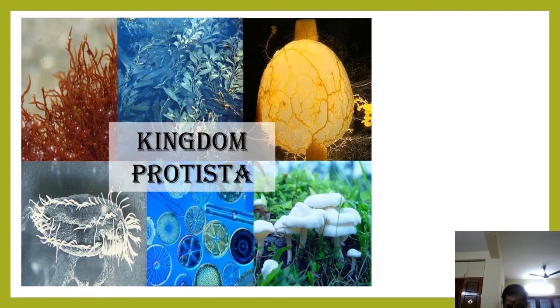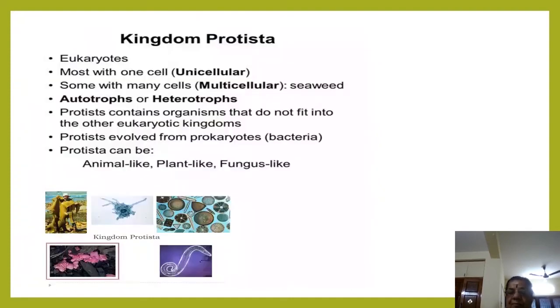Kingdom Protista, they are eukaryotic and unicellular. They are motile and non-motile. Example, amoeba, plasmodium and paramecium. Okay, the next one, kingdom Protista, they are eukaryotes, most of them unicellular, some may be multicellular.